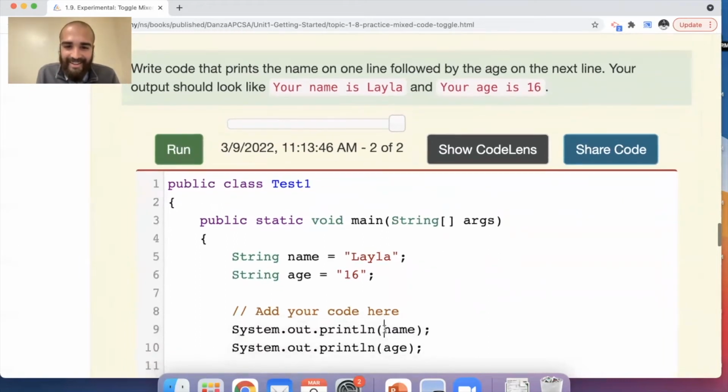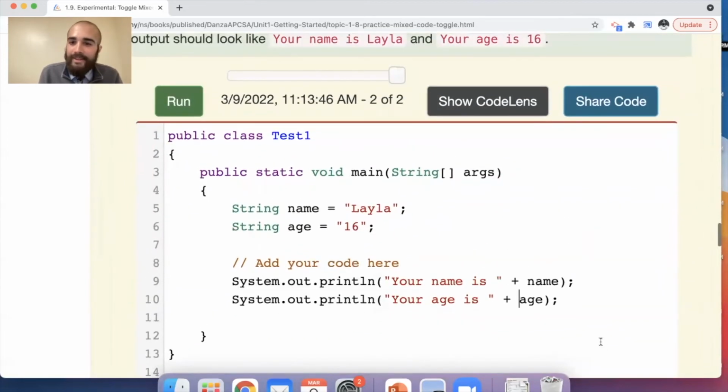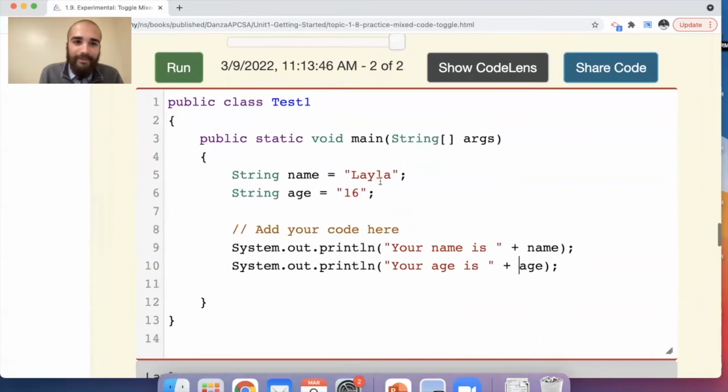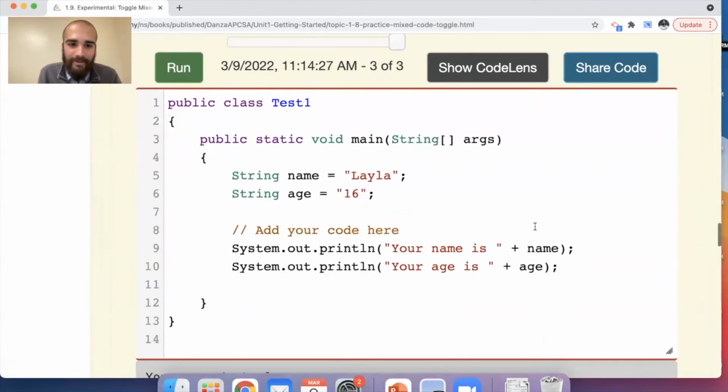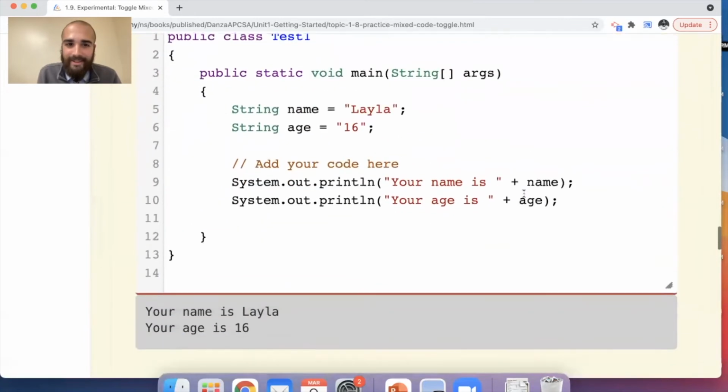All right. Let's see. So your name is... concatenate it. Your age is... man. This is what happens when you write code for someone else and it's not your own. You have to abide by their guidelines. Start your own company. Don't work for other people. There you go. Pass. I did it.